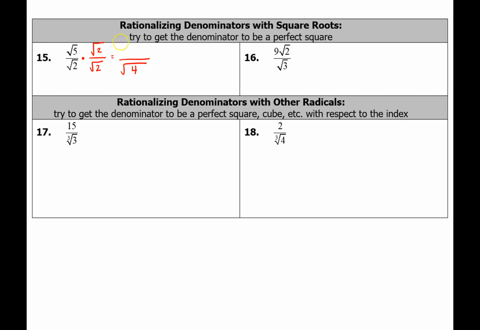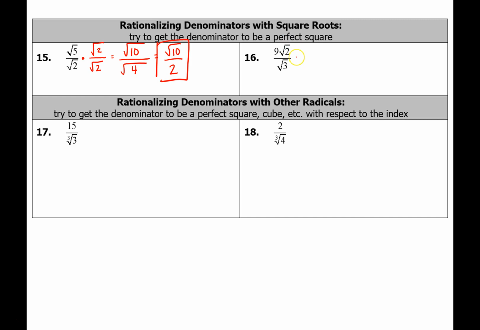So I am going to do that in the top too. 5 times 2 is 10. So the square root of 4 is 2. And the square root of 10, I can't simplify at all, so I'm going to write it as the square root of 10. And that one is all done because I got the radical out of the denominator. I rationalized it.